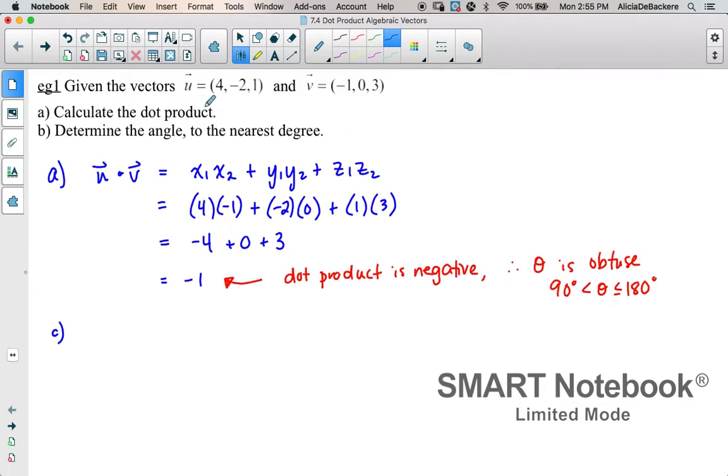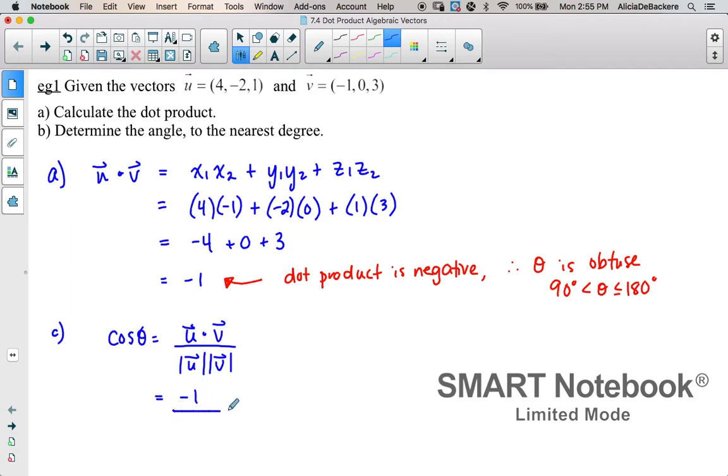So to come up with the angle, we said that I'll take my formula for the dot product and rearrange it. So it's the dot product divided by the magnitudes. And now I already know the dot product. I'm not going to recalculate it. It's -1.